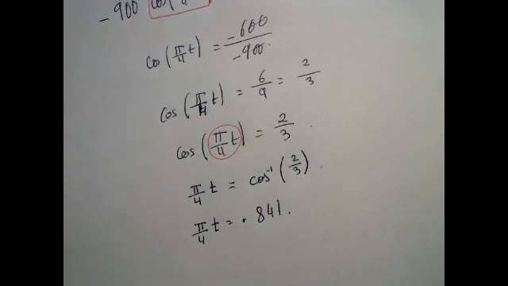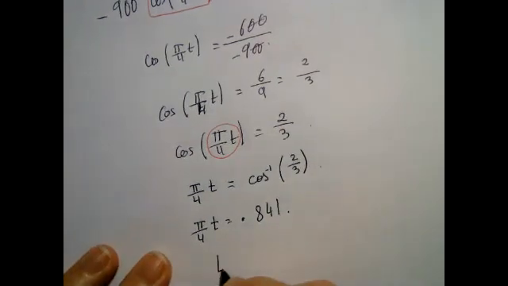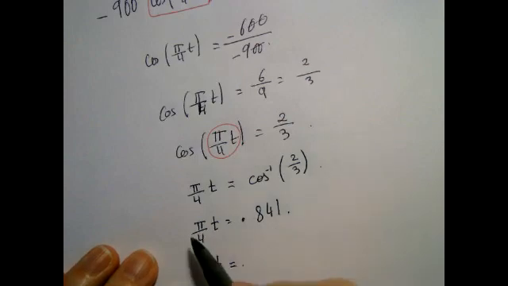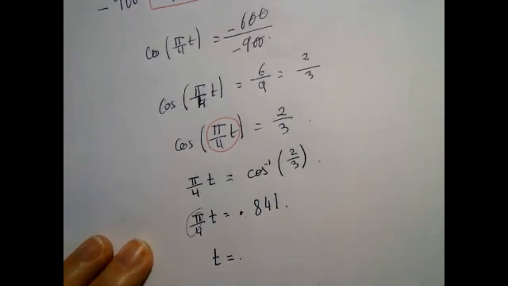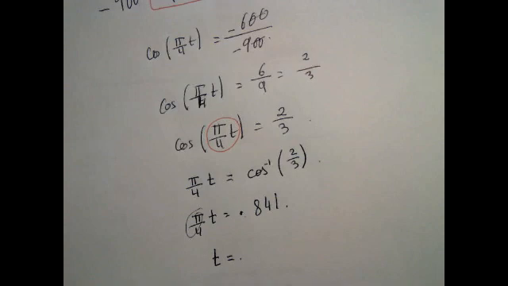And now I need t. How can I get t? Okay, so now I got pi over 4 times t. How can I isolate my t now? Would you guys let me know? What would you do? How would you isolate your t? There are several ways. I would like to see how you guys do it.